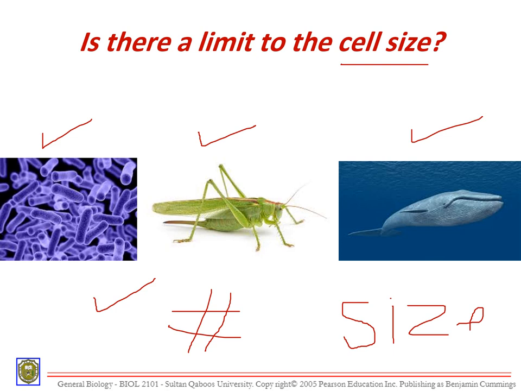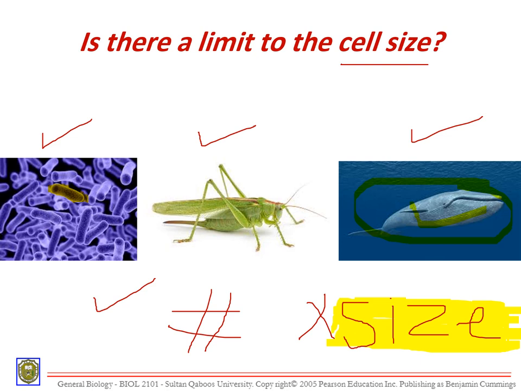Okay? So the size of the cell is not very different. There's a limit. The eukaryotic cells are bigger than the prokaryotic cells, but they're not much, much larger. So it's not like the whales are made up of one large cell. Yeah, they have millions of cells. Here, bacteria is single cell.